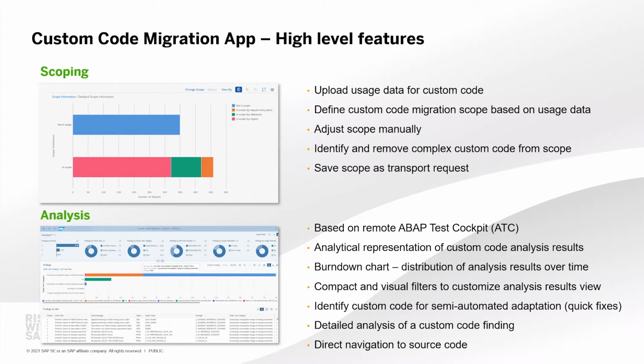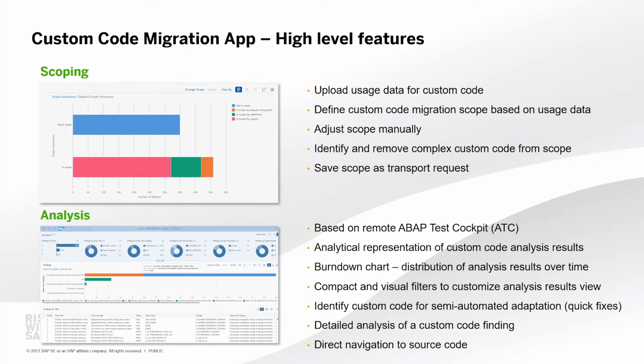And of course, you can anytime adjust the scope manually and add and remove custom code objects from the scope. You can also identify, using this clean core or complexity dashboard, the complex custom code, and you can remove it also from scope for later redesign. And you can save the defined scope as a transport request, in order either to delete it from the system if you plan to move the system to SAP S/4HANA to convert it, or if you plan to transmit the code to the SAP BTP, then this custom code can be saved as a transport request on the system.